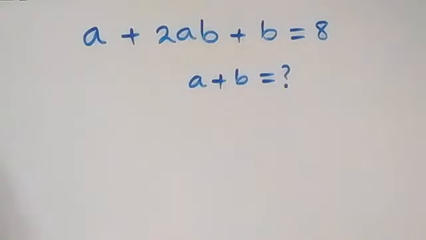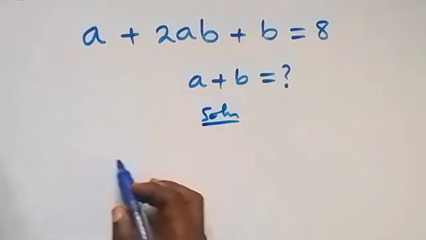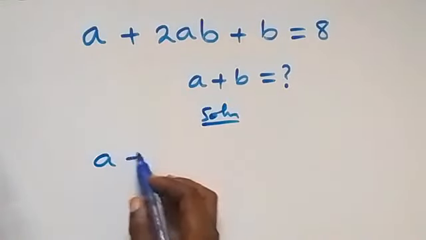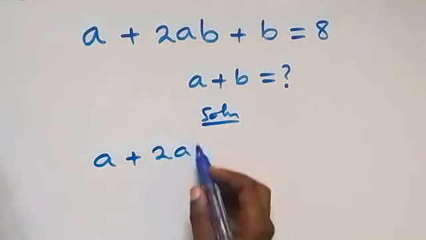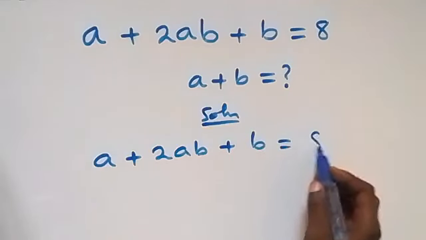Hello, you're welcome. How to solve for a plus b in this algebra problem from what is given here, which is a plus 2ab plus b equals 8.